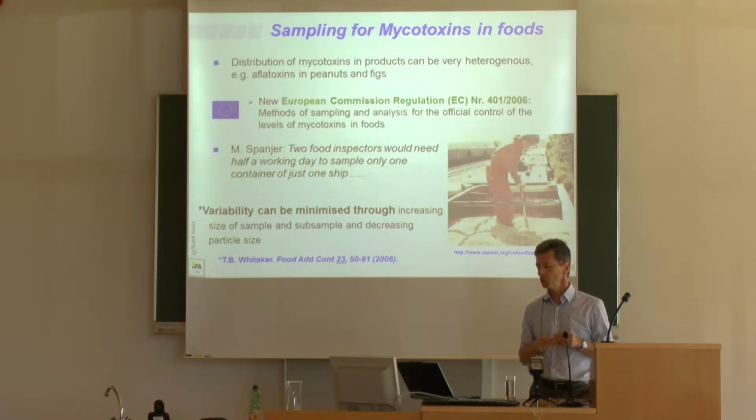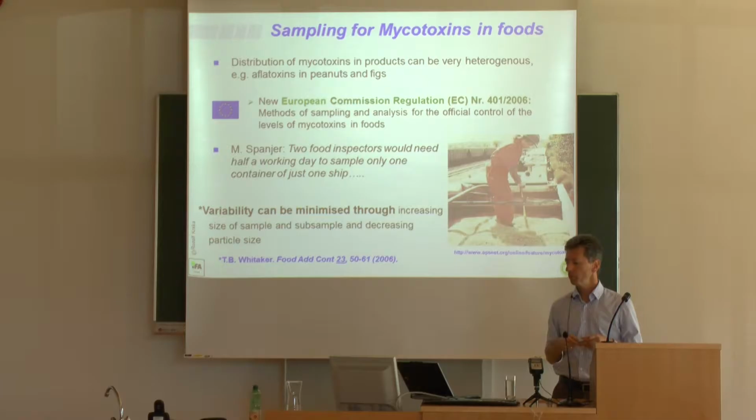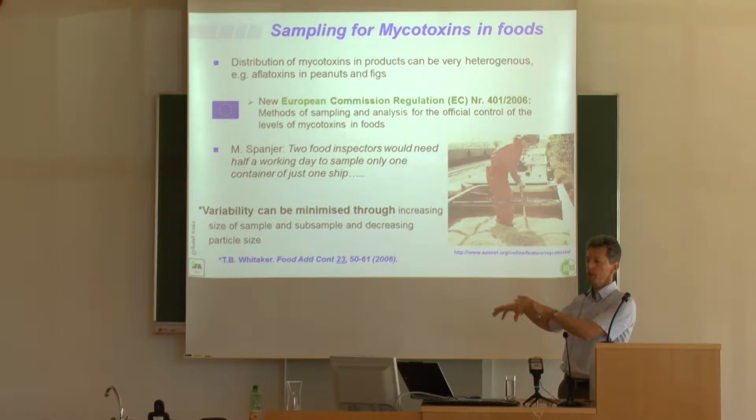There's a new commission regulation, well, new in relative terms, the one which is still in place, 401/2006, which lays down methods of sampling and analysis for the official control of levels of mycotoxins in food. That actually is not only dealing with analysis, the determination step, it also deals with the sampling prior to the analysis.